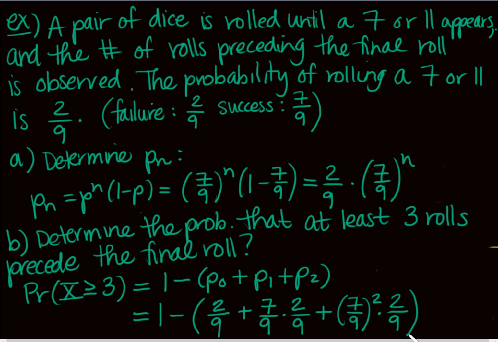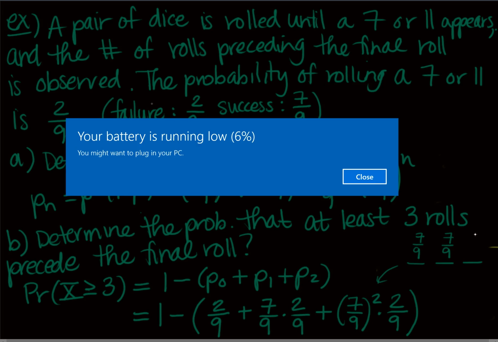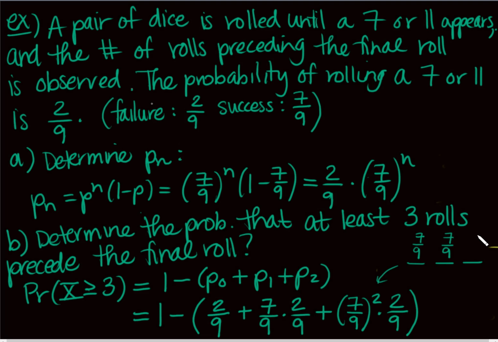Again, this formula, I think math is magical in its own right, but what this formula is really saying is, look at this. What's the probability I get 2 rolls and then I get a 7 or 11? Well, what's the probability I don't get a 7 or 11 on the first roll? 7/9. What's the probability I don't get a 7 or 11 on the second roll? 7/9. Finally, whoops, my battery's running low. What's the probability that I do get a 7 or 11 on the next roll? 2/9. That's where this formula comes from. If you've had any probability or statistics, this will look familiar to you, okay?